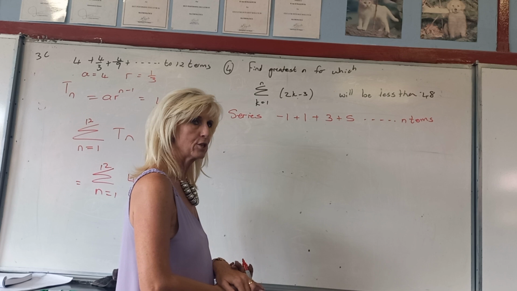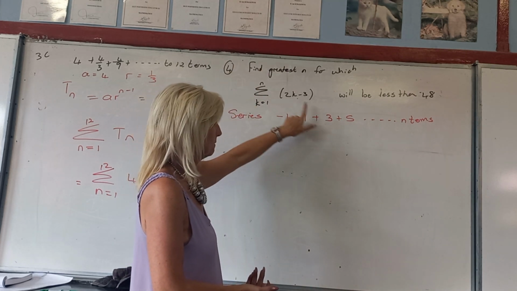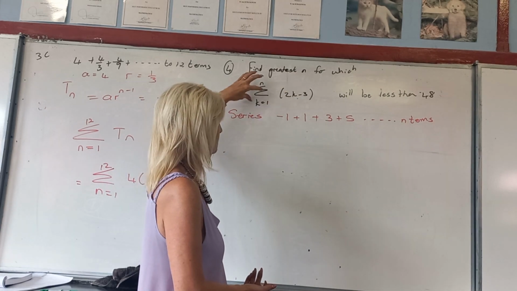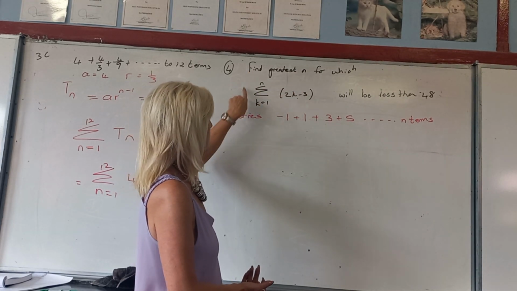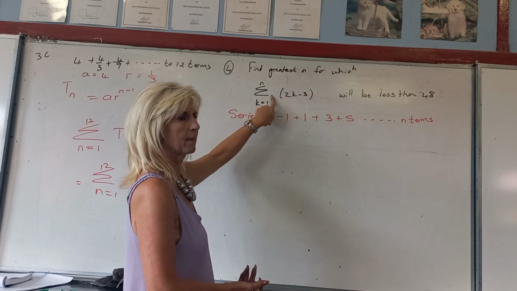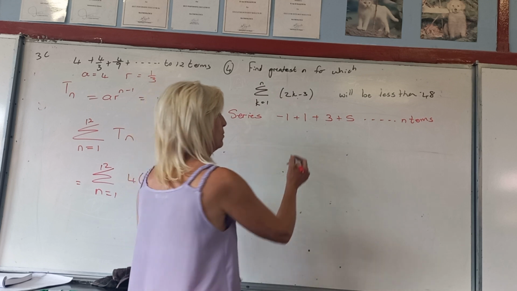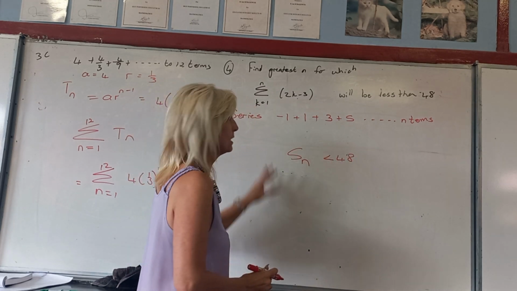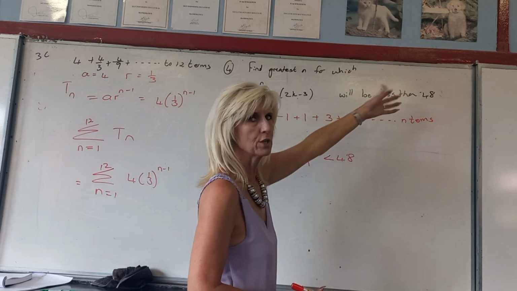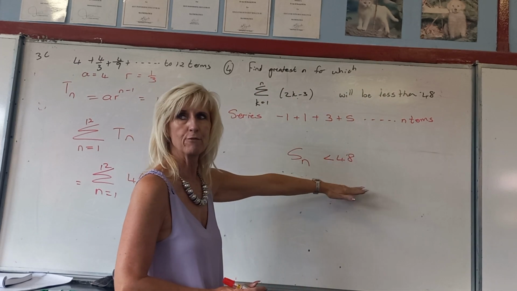Question now is, let's get to the actual question. Find the greatest value of n, number of terms, for which this will be less than 48. What is this? This is the sum of. So I want to know when the sum of will be less than 48. Switching that English language into math language. So when is the sum of less than 48?